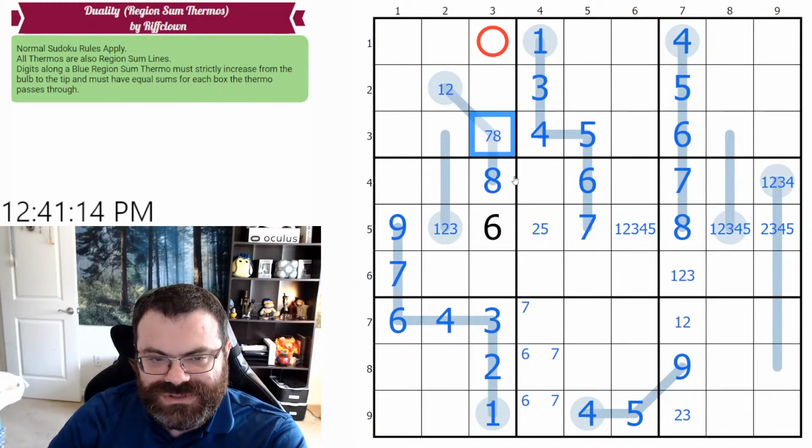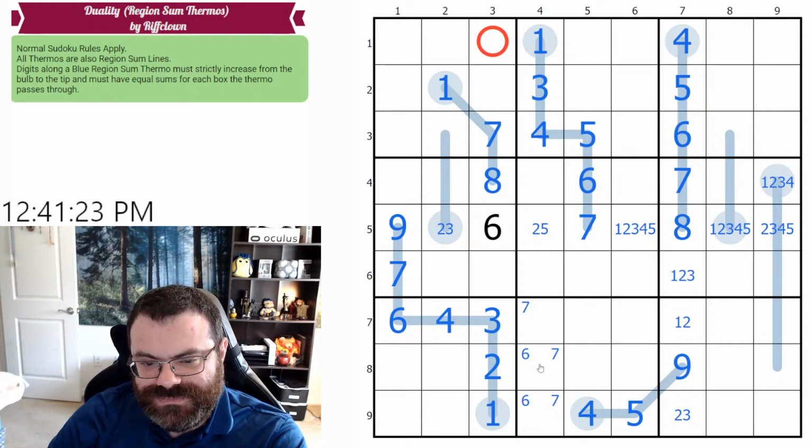This is 8. That forces this to be 7 and 1. This is not a 1 anymore. There's probably something with this that I can do. Let's see. Just looking for anything obvious, though. This can't be 4, 5, 6, or 7. Can it be a 3? I think 3, 2, 1 actually works. Otherwise, it's an 8 or a 9, which is interesting.